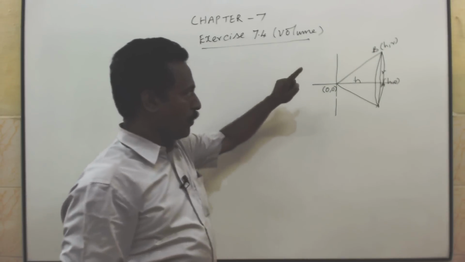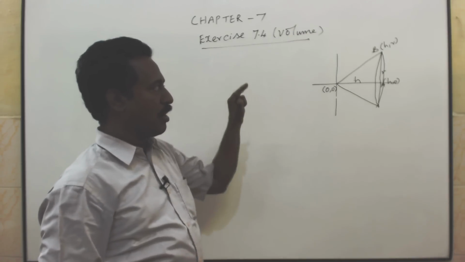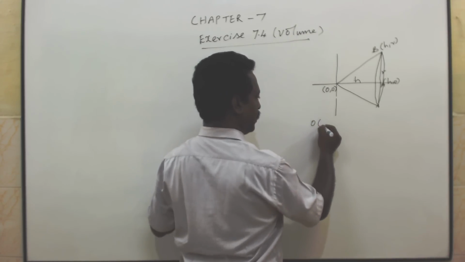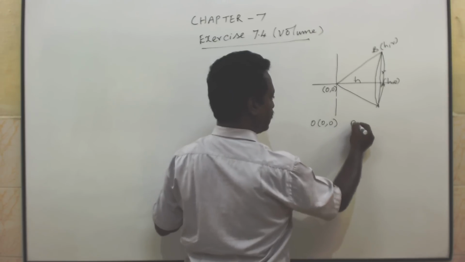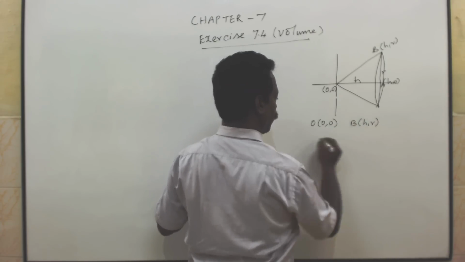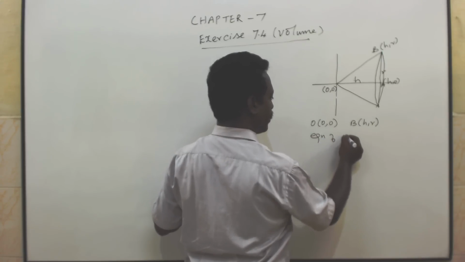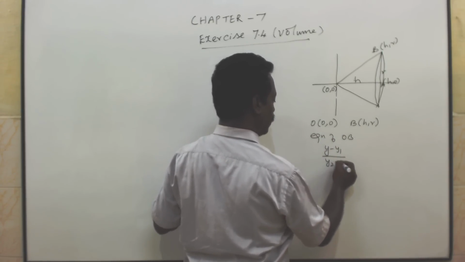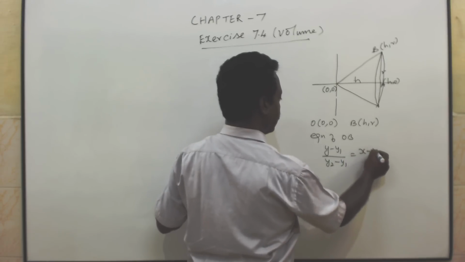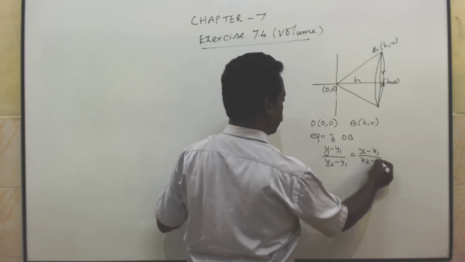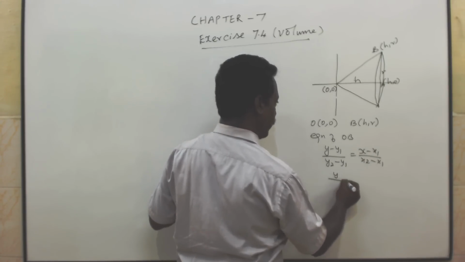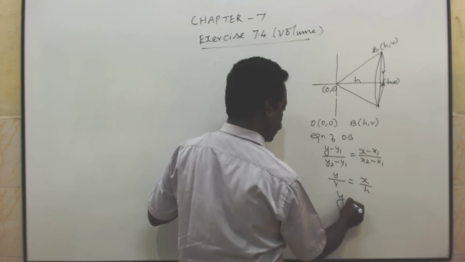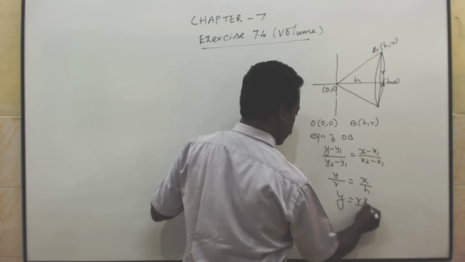When we rotate, OB is rotated about the x-axis. First, you have to find out the equation of OB. So, O is 0, comma 0, B is h, comma r. You know how to find the equation of OB. Equation of OB: y minus y1 by y2 minus y1 equal to x minus x1 by x2 minus x1. That is y by r equal to x by h. Y equal to r x by h.